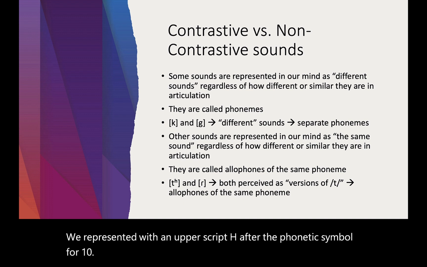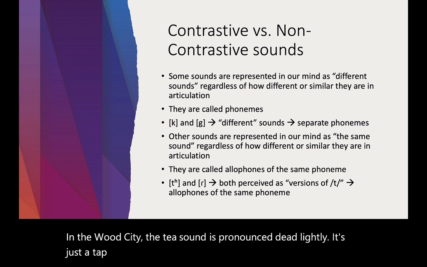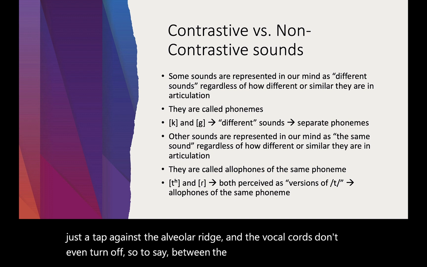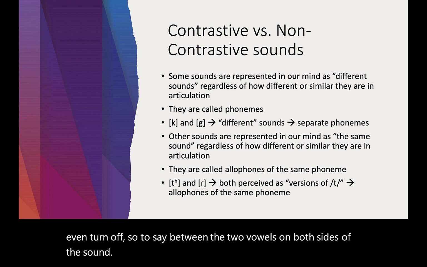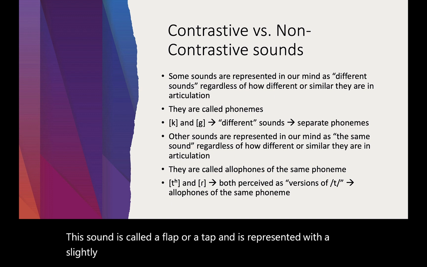In the word city, the T sound is pronounced very lightly. It's just a tap against the alveolar ridge, and the vocal cords don't even turn off, so to say, between the two vowels on both sides of the sound. This sound is called a flap or a tap and is represented with a slightly hooked symbol.